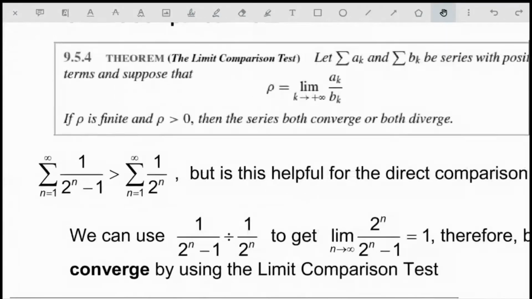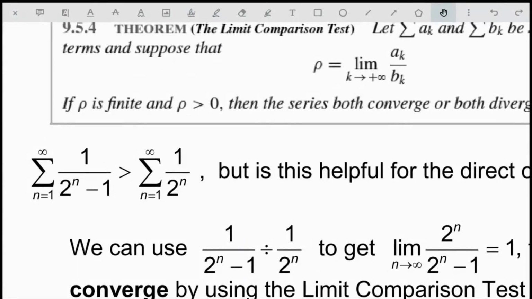So for example, let's say we were trying to do a direct comparison with this one, 1 over 2 to the n minus 1 and 1 over 2 to the n. So let's say we wanted to know, does 1 over 2 to the n minus 1 converge or diverge? Well, an easy comparison is 1 over 2 to the n. 1 over 2 to the n converges, right, because it's geometric. But the larger of the two series, that doesn't necessarily tell me anything about whether the 1 over 2 to the n minus 1 series is going to converge.